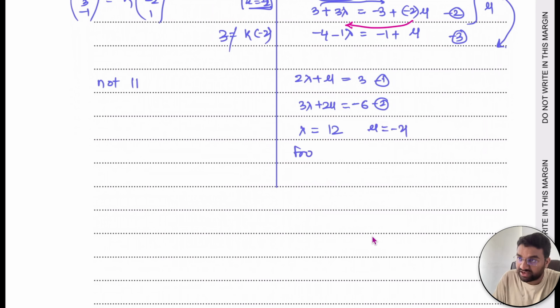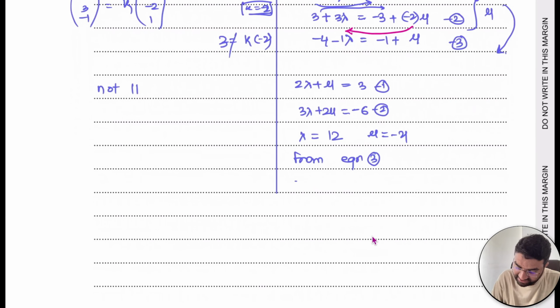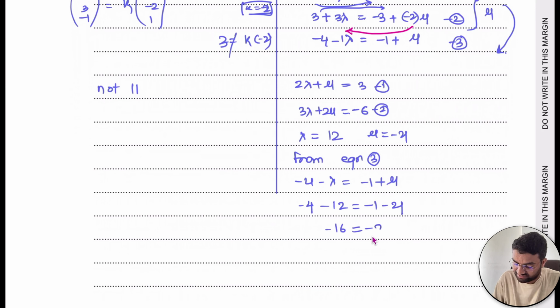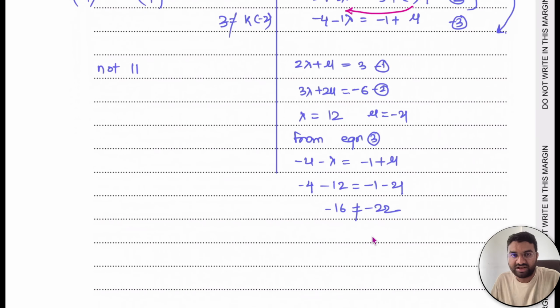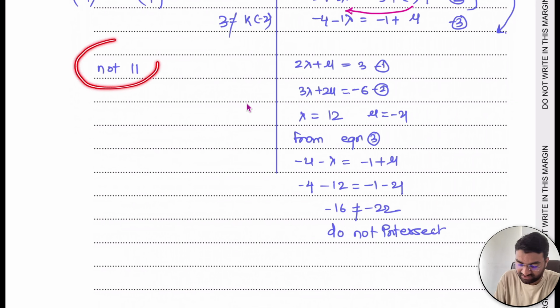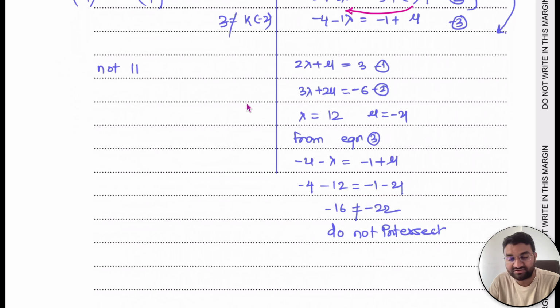So from equation 3, which is -4 - λ equals -1 + μ, if you substitute λ as 12 and μ as -21, we get -16 equals -22, which is not equal. So the lines do not intersect. That is what you can conclude. In the first part, we have shown that it's not parallel. In the second part, we have shown that it's not intersecting either. Therefore, the lines are skew. That is what you have to show.